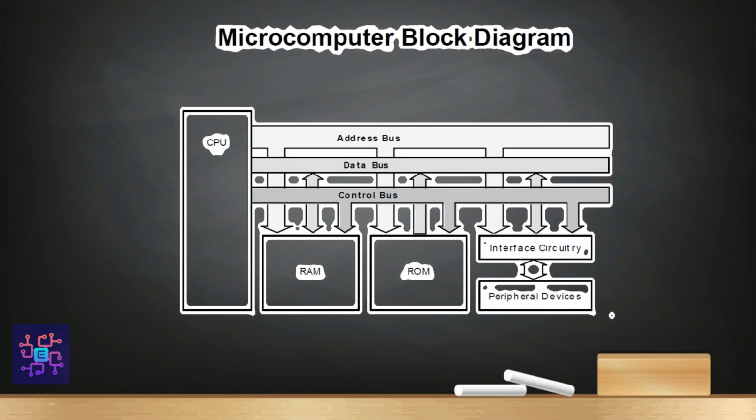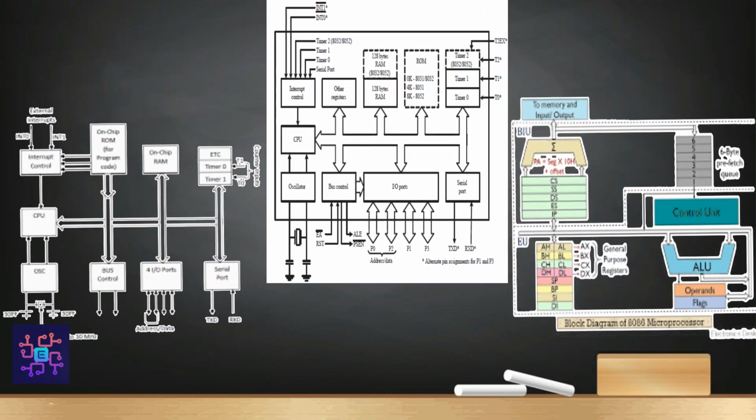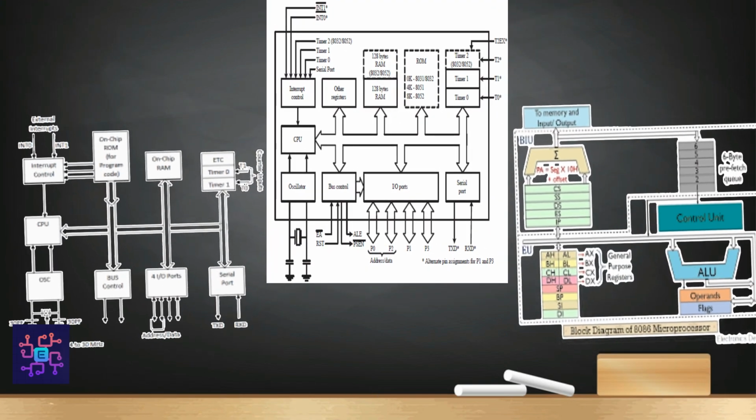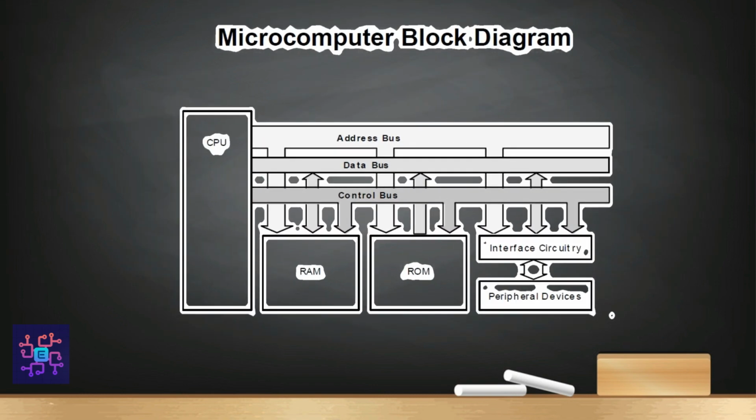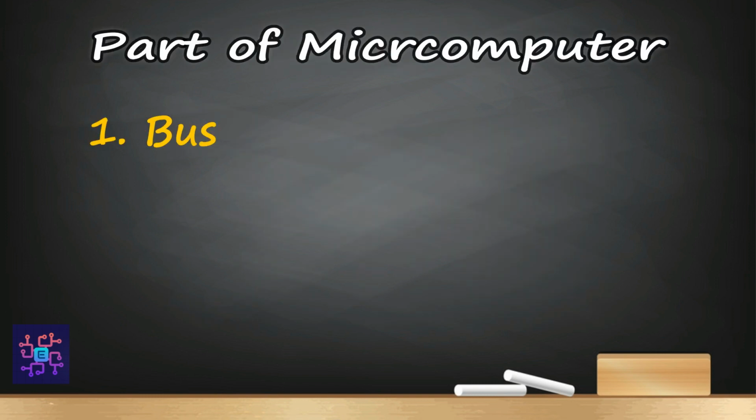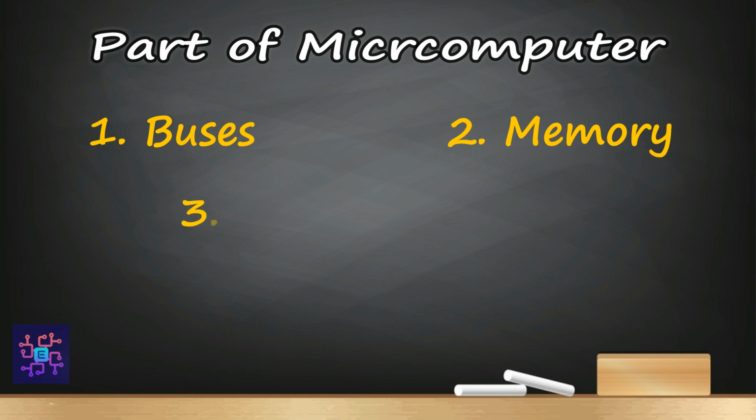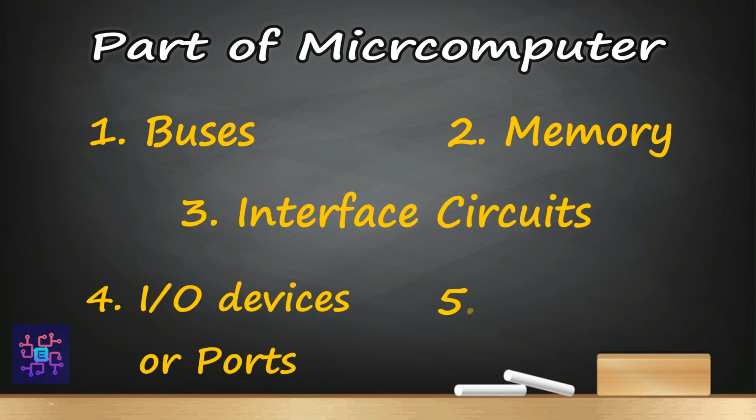We will go through the components of the microcomputer, and this should be remembered: the architectures of microcontrollers may vary from model to model and version to version, but the components remain the same. In the block diagram of microcomputer or microcontroller, you will definitely find these parts. First is the buses, second memory, third interface circuits, fourth input output devices or ports, and fifth is the processor. So let's proceed with the detailed explanation of each of these components.